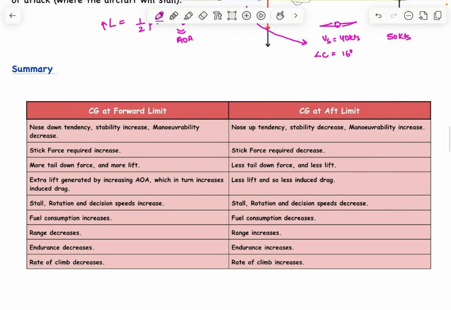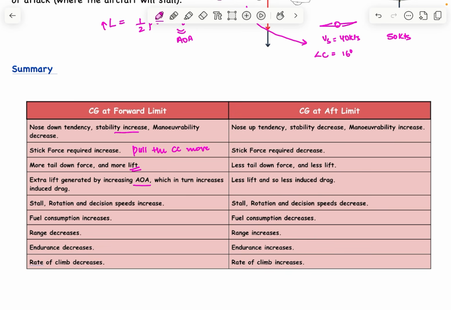Now if I summarize this, CG at a forward limit has got a nose down tendency. The stability has increased and the maneuverability has decreased. The stick force requirement has increased and therefore we pull the control column more. There is a more tail down force, as we discussed, to counter the torque initially created by the forward movement of CG, and hence more lift requirement. And how we do that? By increasing the angle of attack.